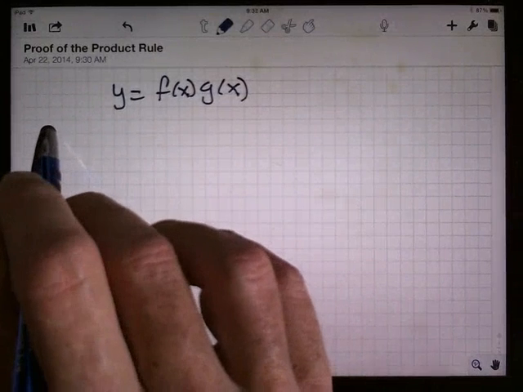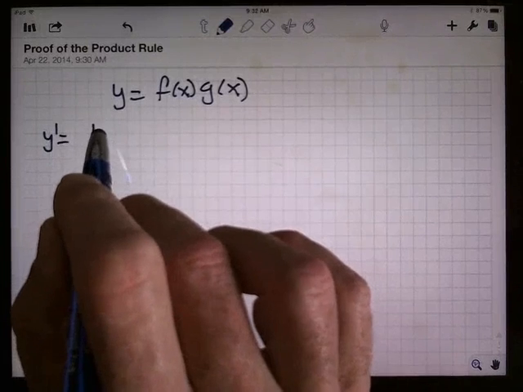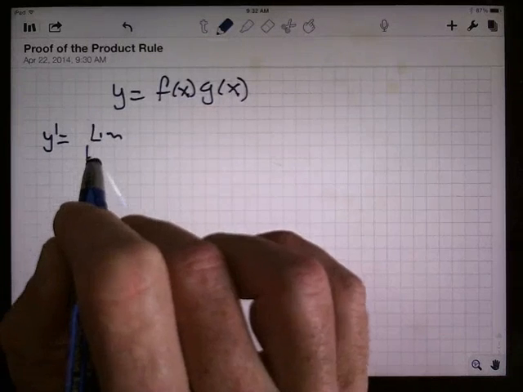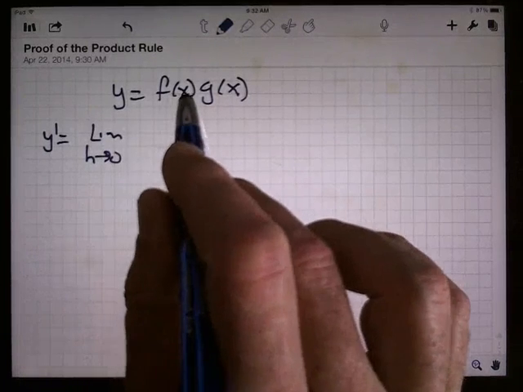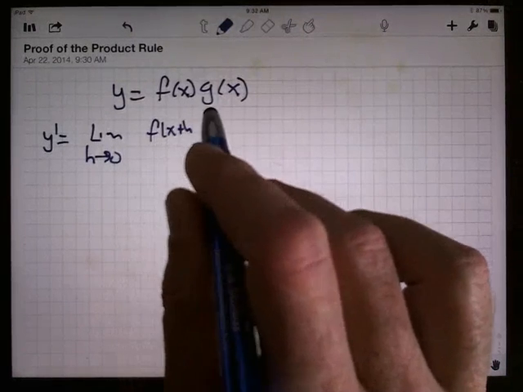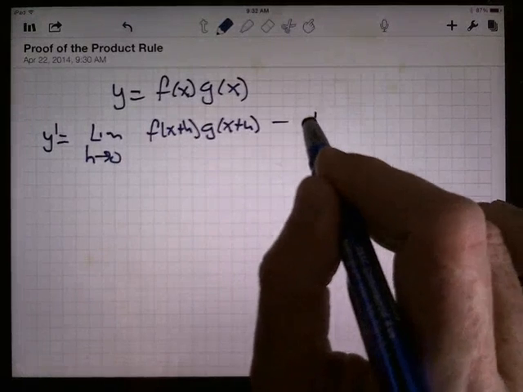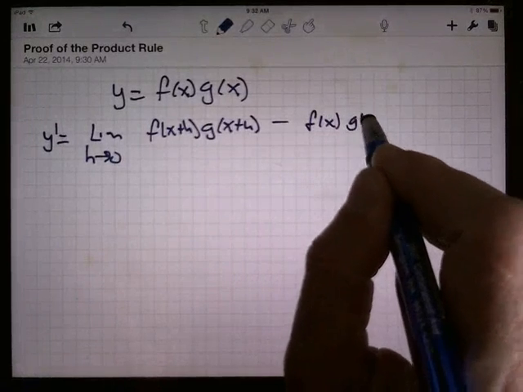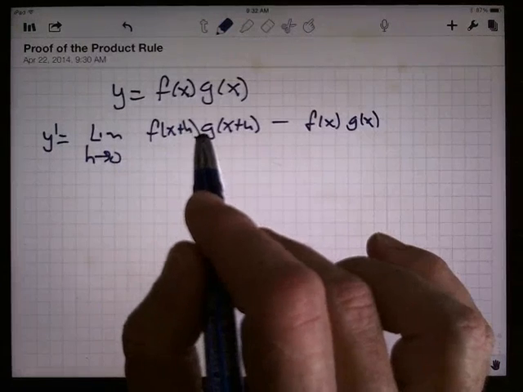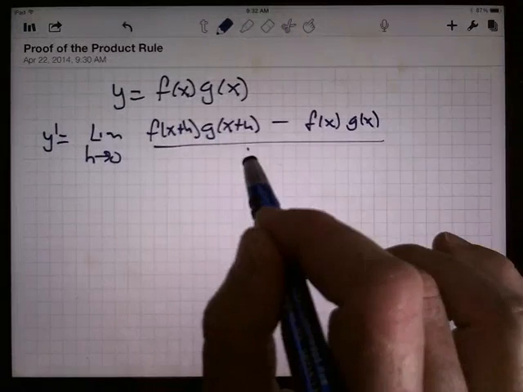So what I'm going to do is say that y prime is equal to, by the definition, the limit as h goes to 0 of f of x plus h, g of x plus h, minus f of x, g of x. That's my function with the x plus h plugged in. That's my function with the x plugged in. And this whole thing is divided by h.